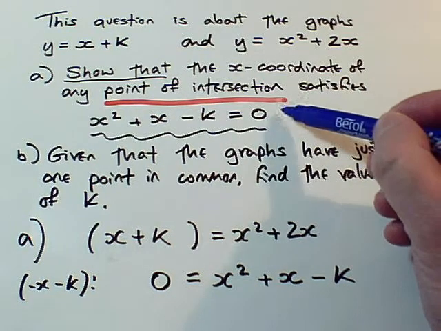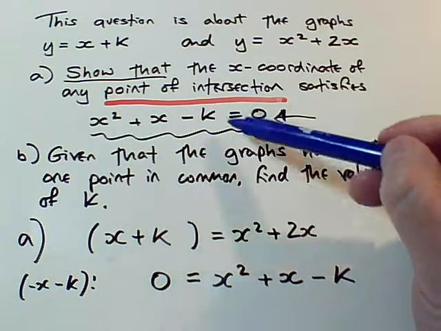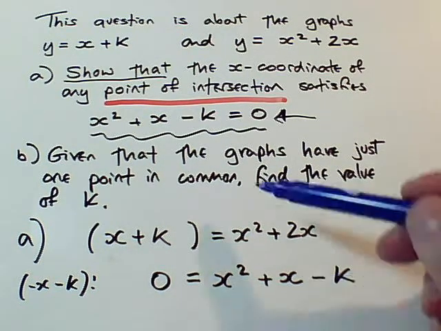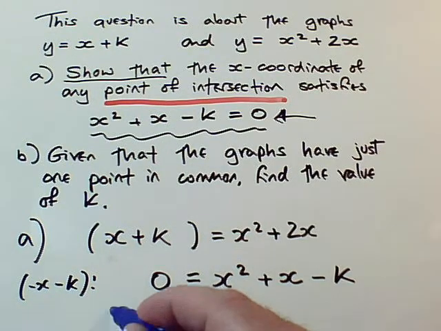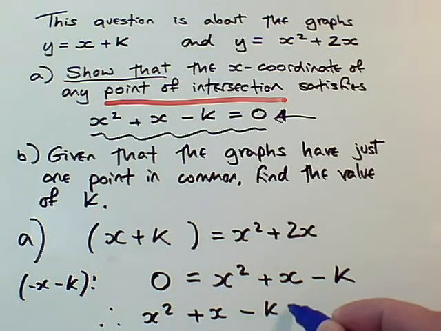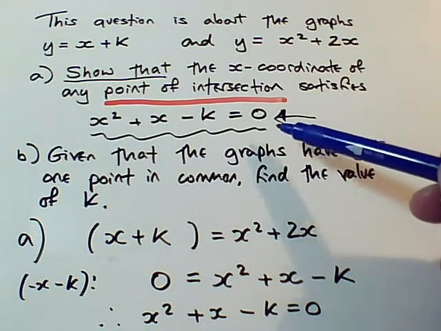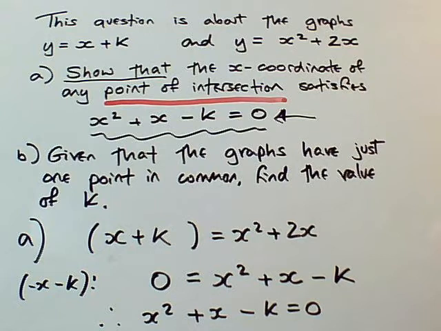And look, I've arrived bang at the end point they wanted me to arrive at. So in a show that question, they give you where you're supposed to end up. This is the opposite way round, but I can leave my answer to that. Or, if you like, I can write x squared plus x minus k equals 0, because in a show that question, we really do want to very clearly arrive at the end point we were told to. Okay, so that was part A.